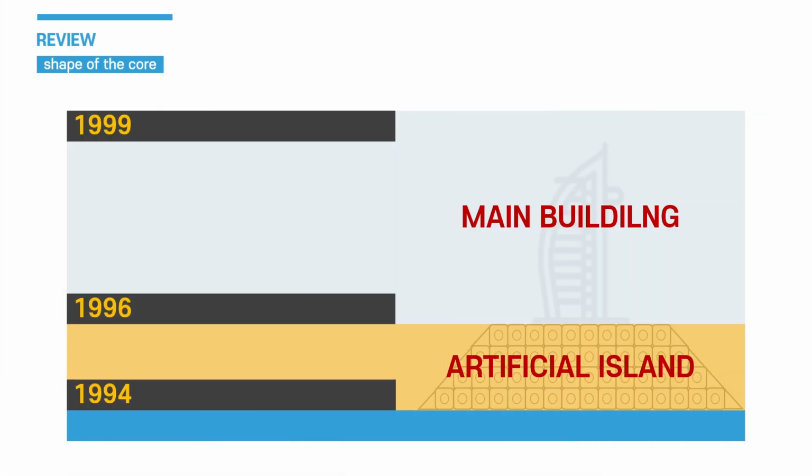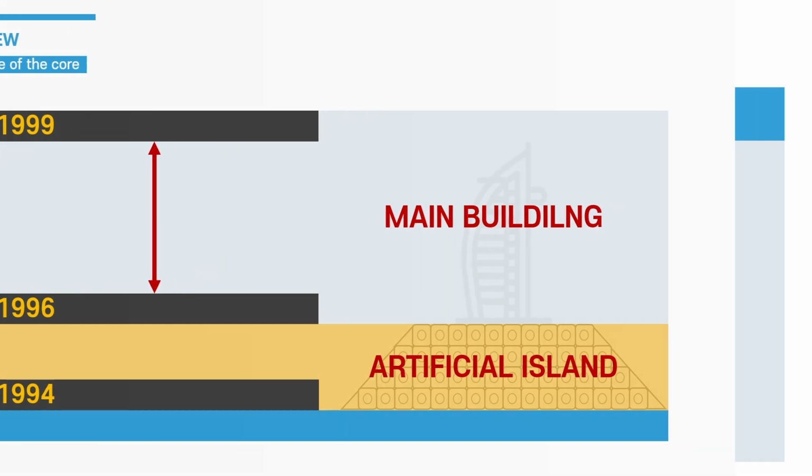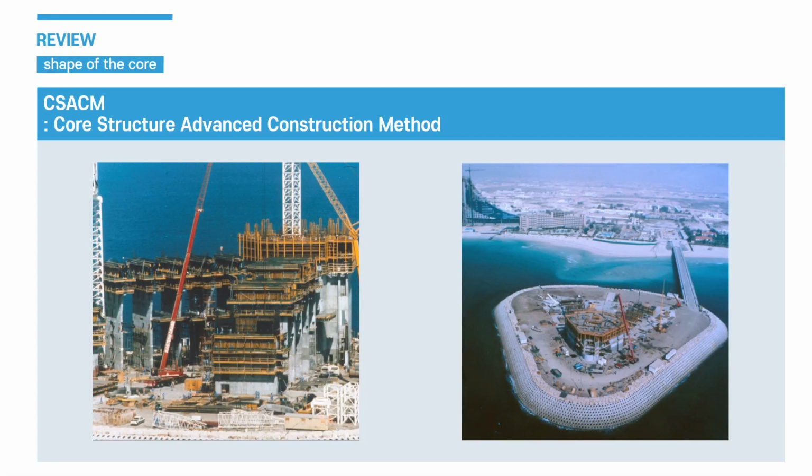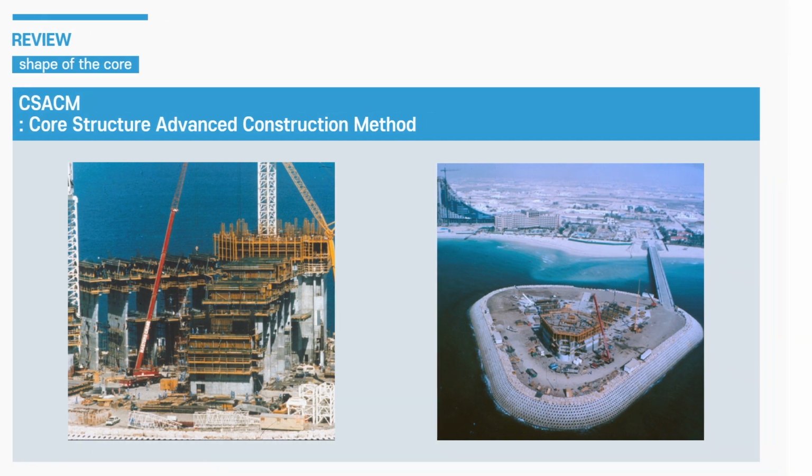Other than wind problem, they needed to build the main building in 3 years because of the too much time spent in building the artificial island. To solve this, the constructor used core structure advanced construction method, which is constructing the core in advance to lead the whole process. To safely apply this method, they used auto climbing system that uses hydraulic unit and rail to create concrete.